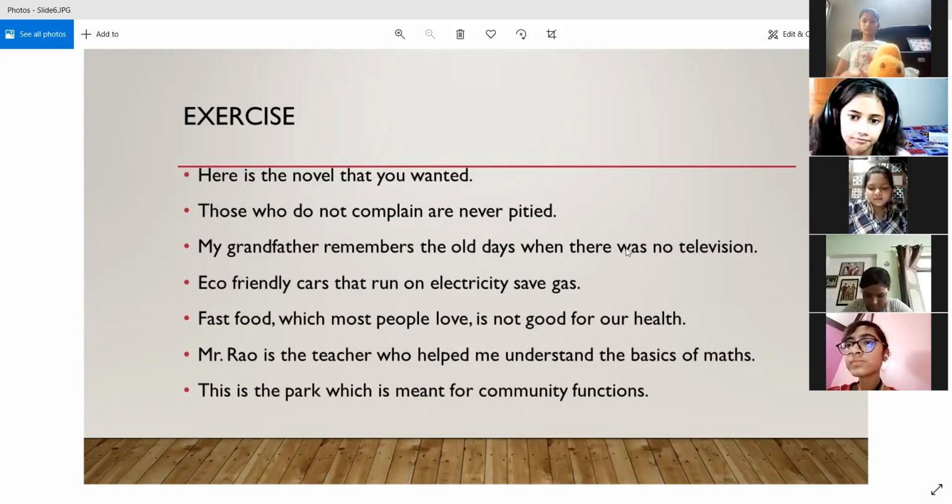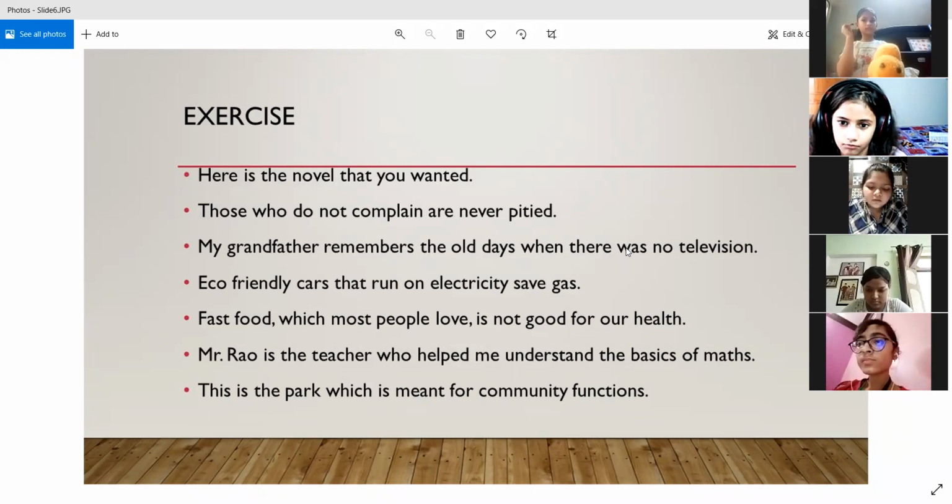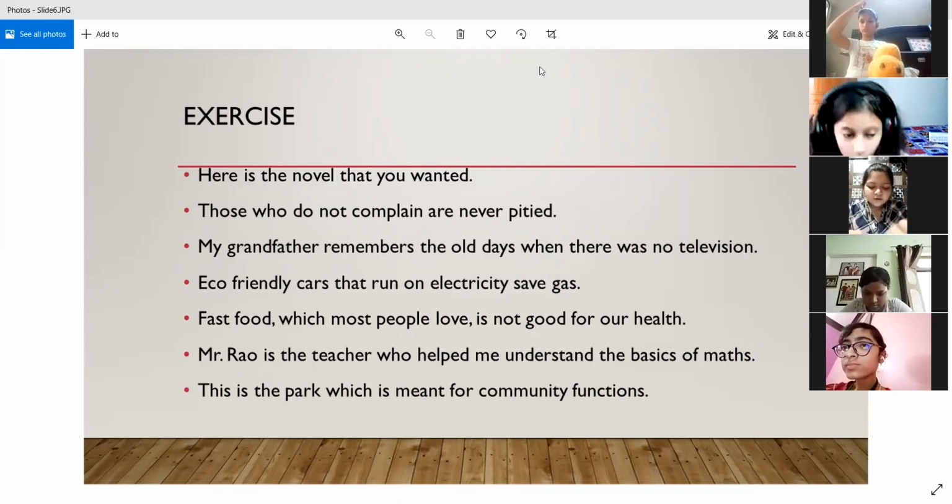Yes, Mahi. Sir, the first one, the answer will be "that you wanted." All right. But you will also have to tell why it is the adjective clause. What question is it answering? Then you will have to tell me the verb that is present in the clause, right?